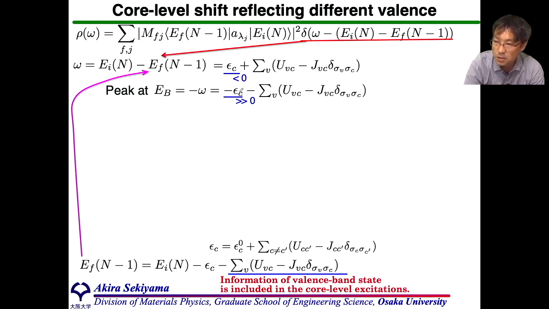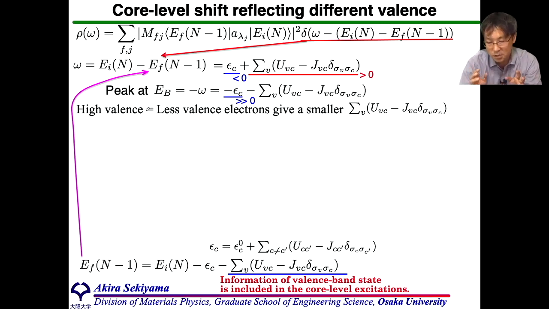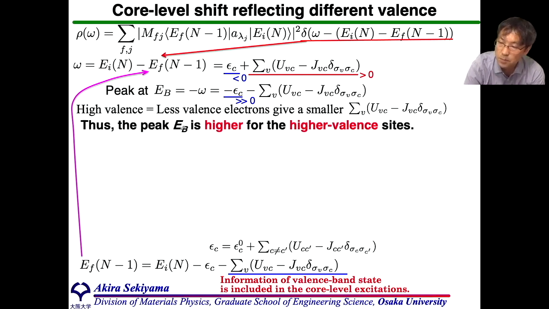And therefore this state is much deeper binding energy. And this term is always positive because the Coulomb energy is much larger than the exchange energy. Then the high valence. High valence means, for instance, the silicon 4 plus is higher than the 2 plus or something like that. But high valence state means less valence electrons. Therefore, the energy of this term becomes smaller. That means the peak binding energy is higher for the higher valence state.